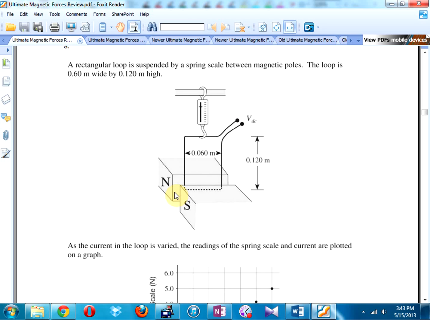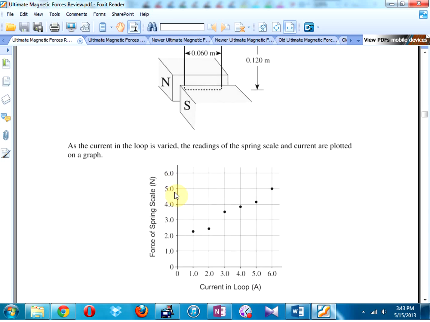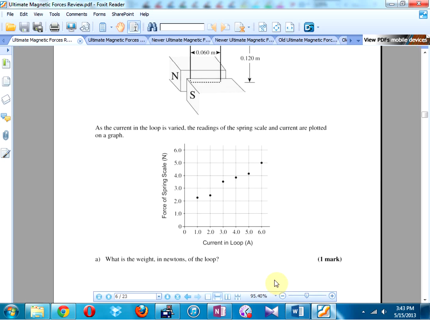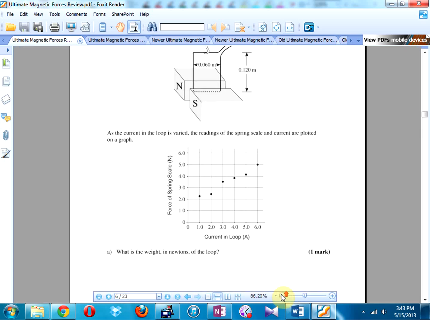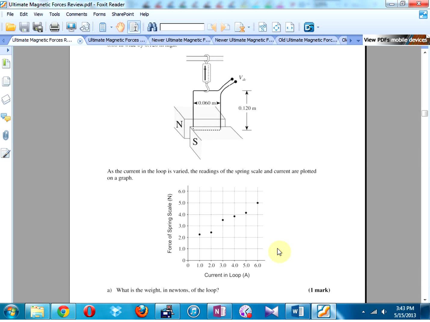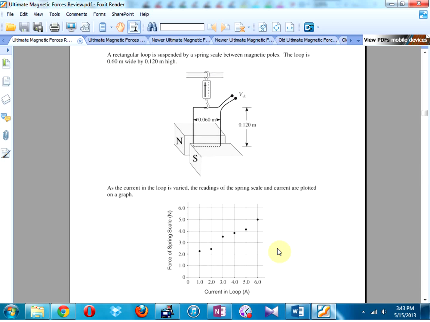So here is a right-hand motor rule question. This is tricky, but here's what I want you to notice. This was a graph interpretation question, and this was the year it came out, one of the toughest questions on that year's exam. As current gets bigger, what happens to the force that the scale reads? It increases, which means it's feeling a bigger force pulling which way, looking at this setup, up or down, if the scale reading is getting bigger?